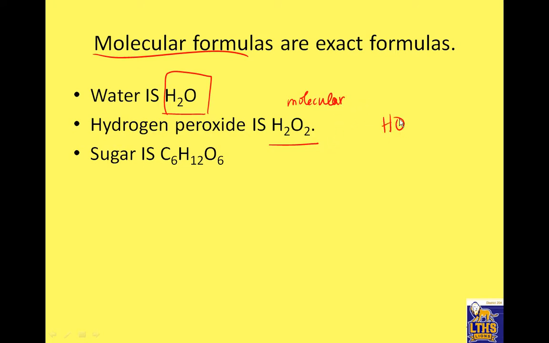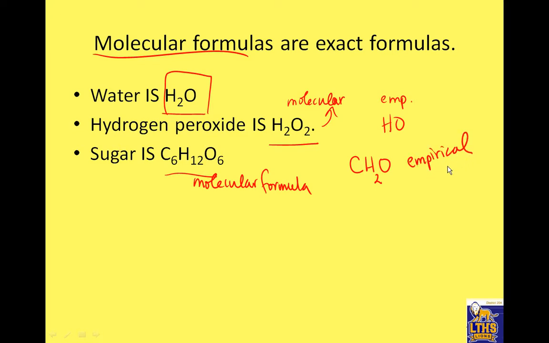Okay, the empirical formula for hydrogen peroxide is actually HO because you can reduce those. Molecular is what it is. Empirical is the lowest ratio. Sugar is C6H12O6. That's its identity, molecular formula, counting C's, H's, and O's in the compound. The empirical formula is CH2O.